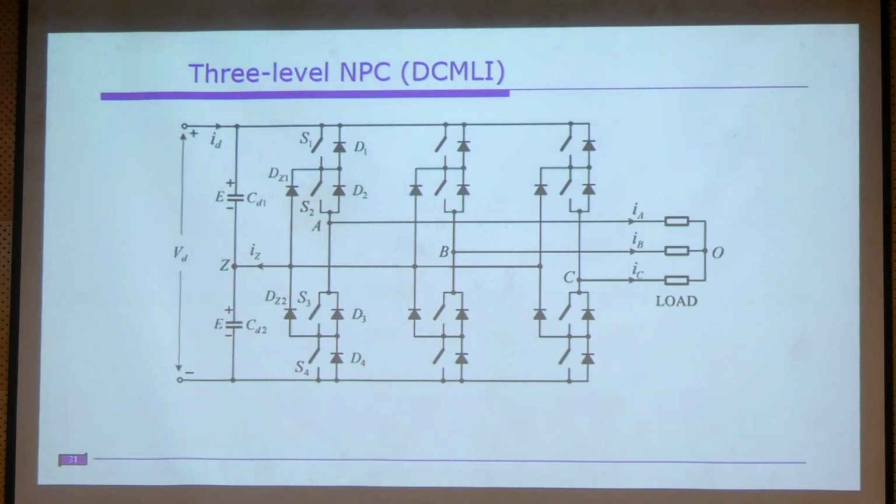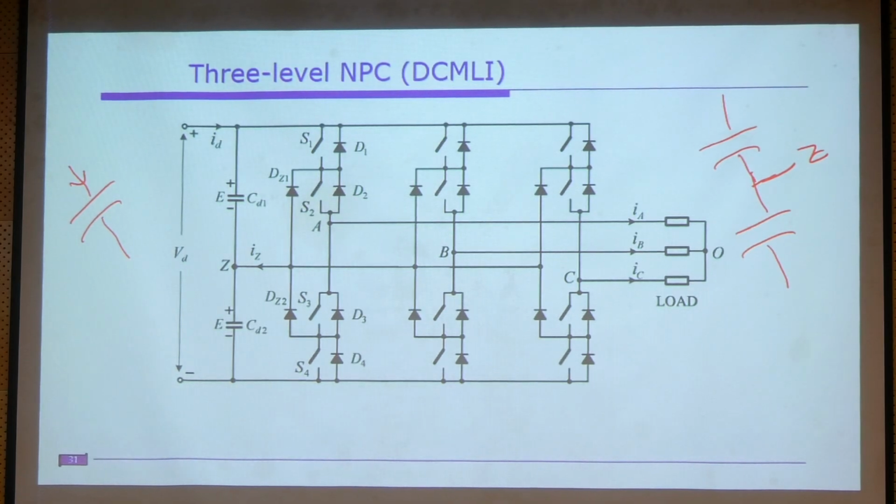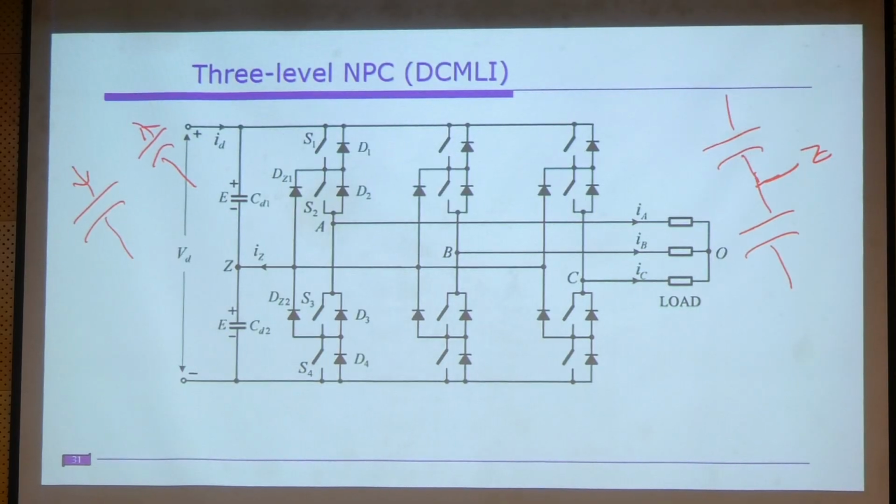One drawback is the variation in the neutral point voltage. See, we have capacitors here, right? Your two capacitors are here, and this is the neutral point. If a positive current is flowing inside the capacitor, it means the capacitor is charging. If a negative current flows, the capacitor is discharging, right? So we need to ensure that these two capacitors are balanced.